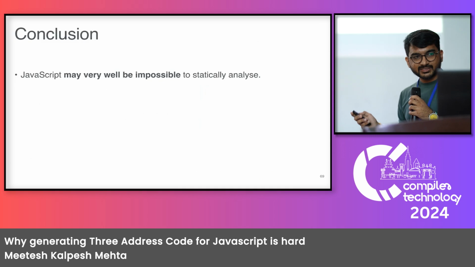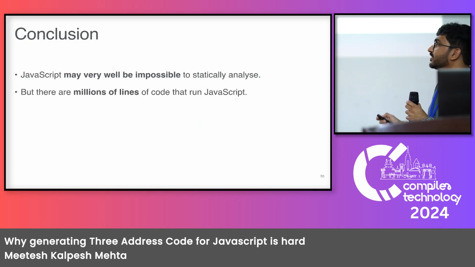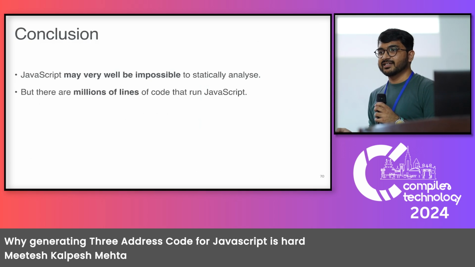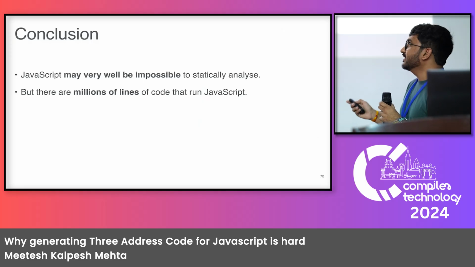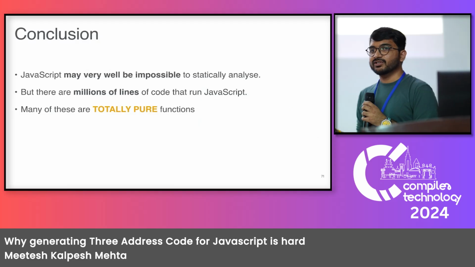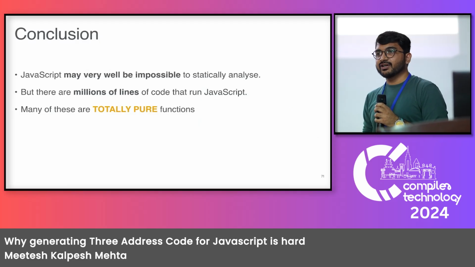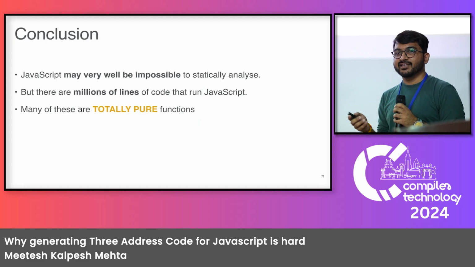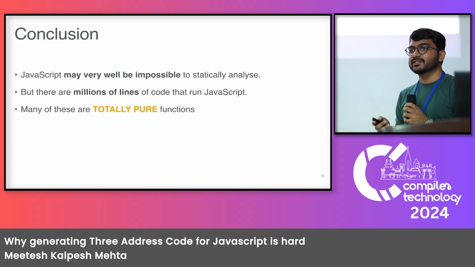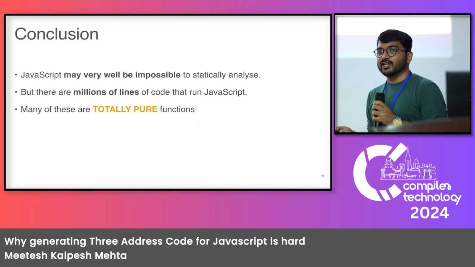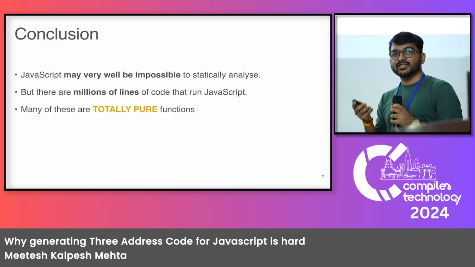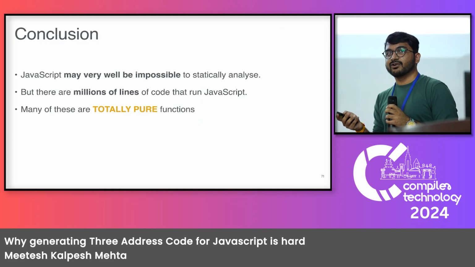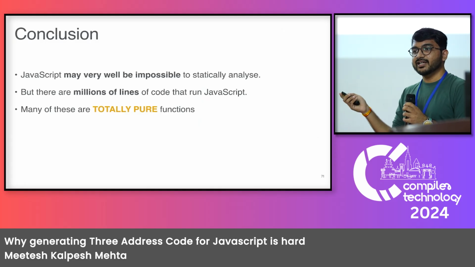So in conclusion, JavaScript may very well be impossible to analyze statically, and there is a good reason people don't do it. But there are millions of lines of JavaScript code that are totally pure. Out of the top 10 applications on the App Store or Play Store, a lot of them are written in React. And React apps, maybe even Electron, use a lot of React-based UI design.